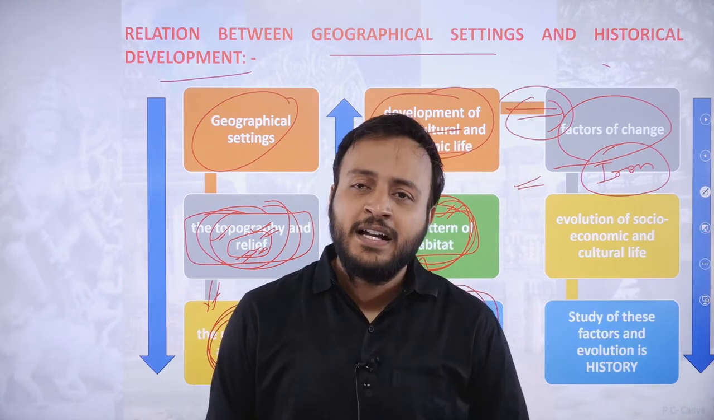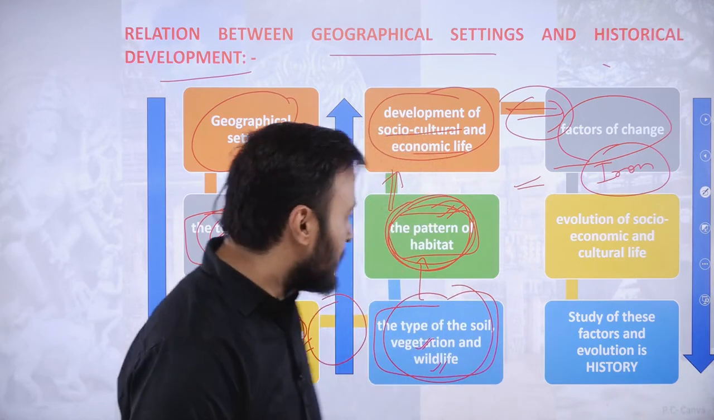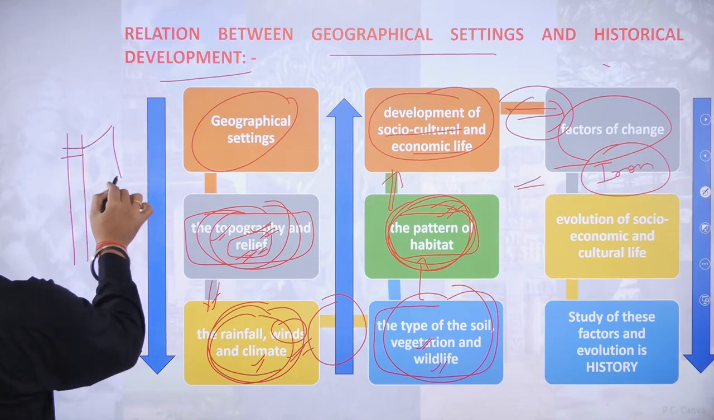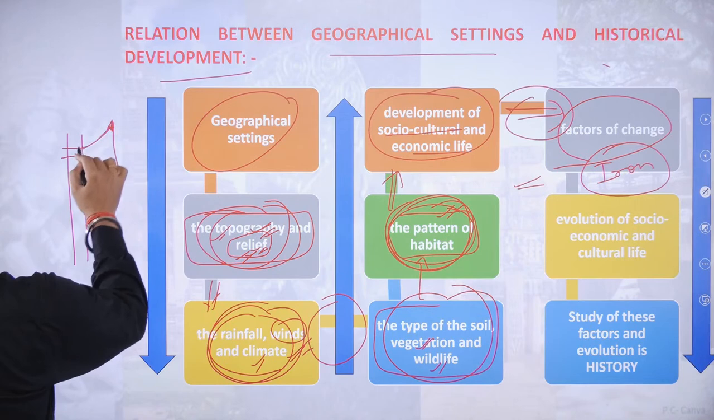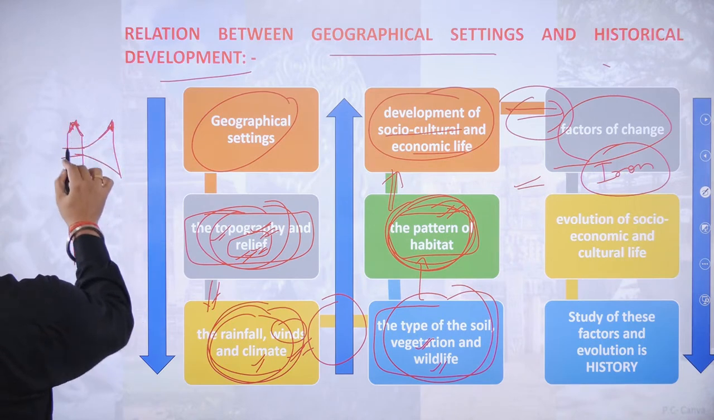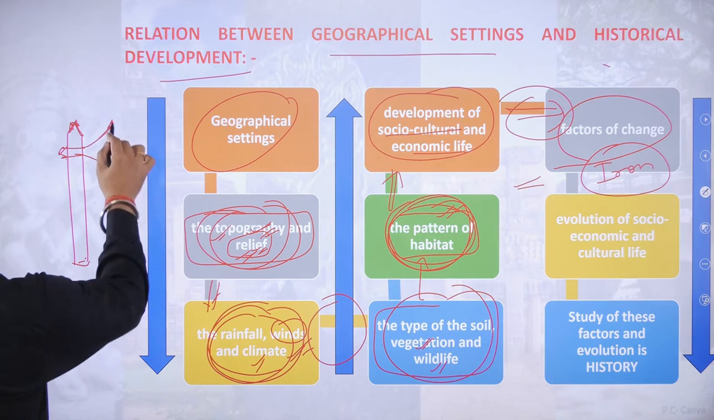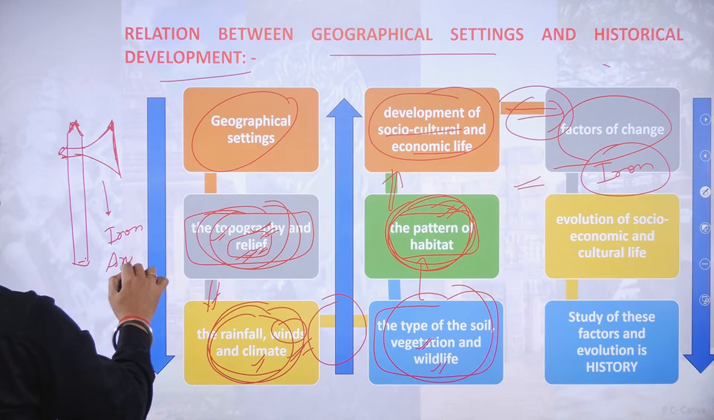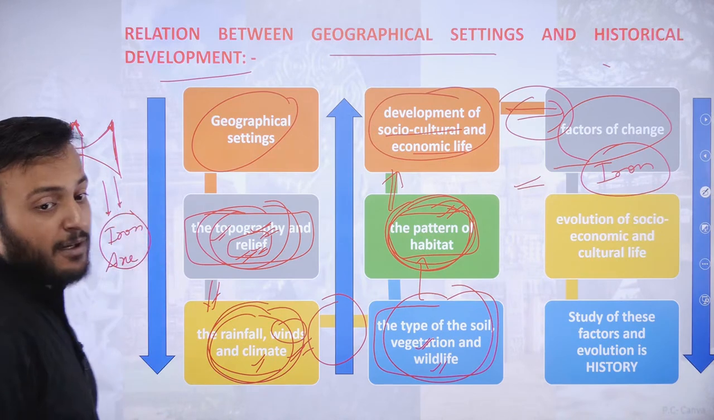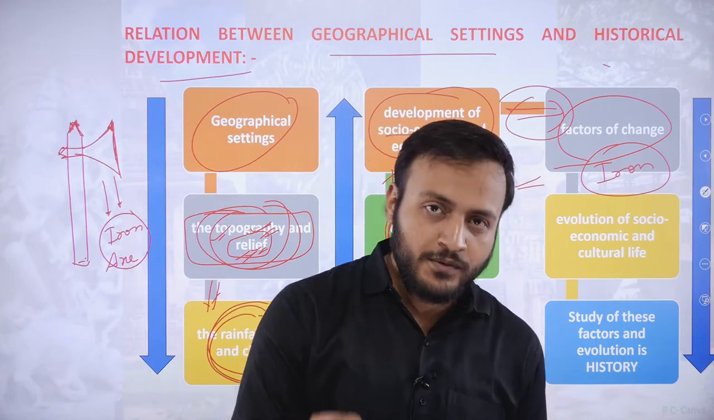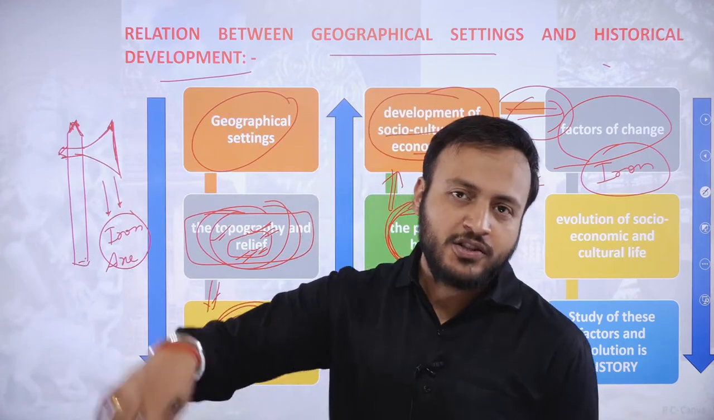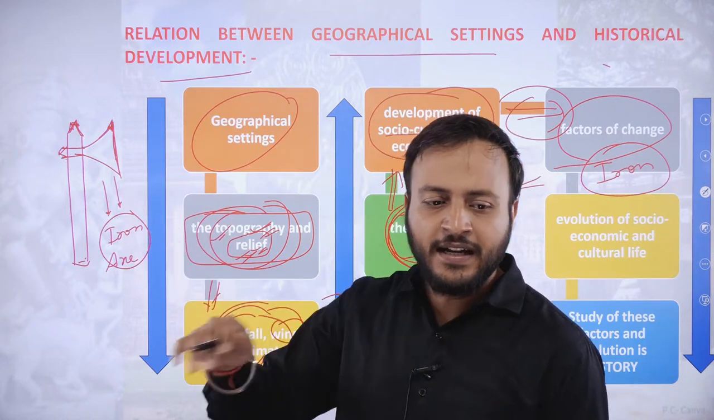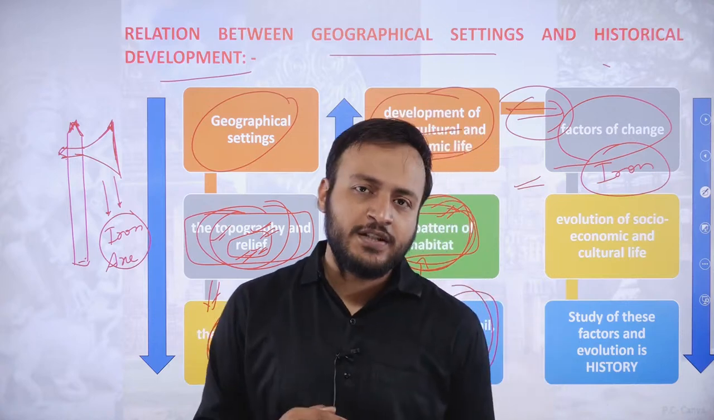For example, the iron axes. What is an axe? You all must have seen this type of weapon, right? This is called an axe. This weapon was made up of iron. So the iron axes completely changed the pattern of expansion of the human population. The people started burning the forest and cutting the forest areas.